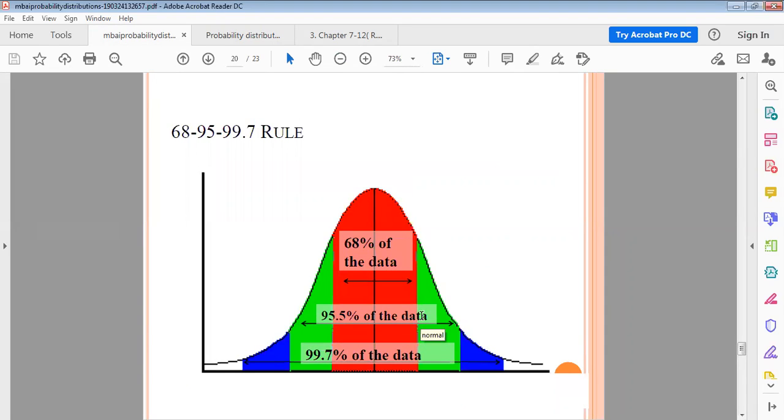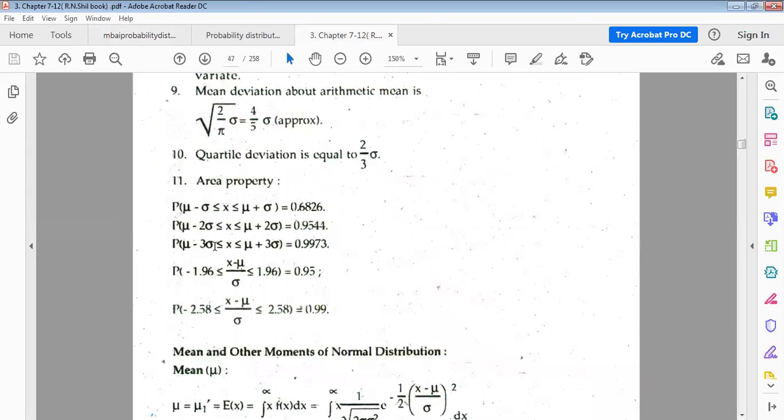If the mean plus minus 3 standard deviations, what will it cover? 99.7%. That means for this range, mu minus 3 sigma, x lies between mu plus minus 3 sigma, it will cover what? 99.73%. Remember it. And x minus mu divided by sigma is actually the value of z.